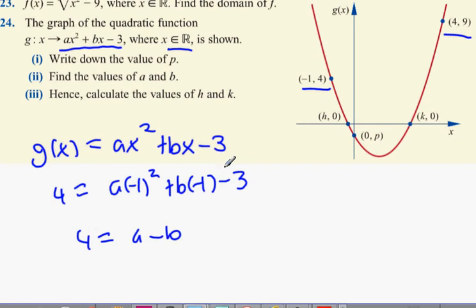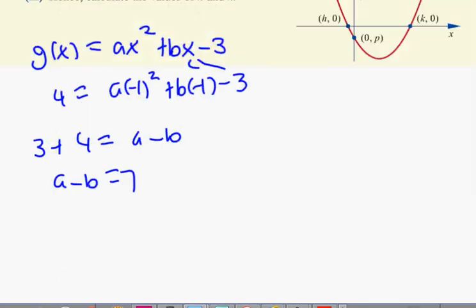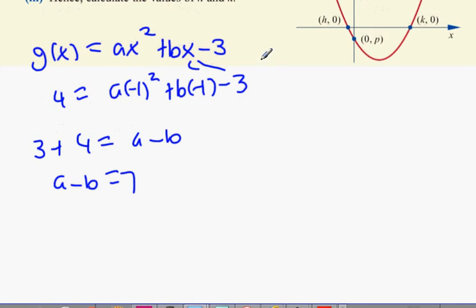I'm going to bring that 3 over to the other side. It goes 4 plus 3. A minus b equals 7. Okay? A minus b equals 7. Now, the next equation, that's a simultaneous equation.